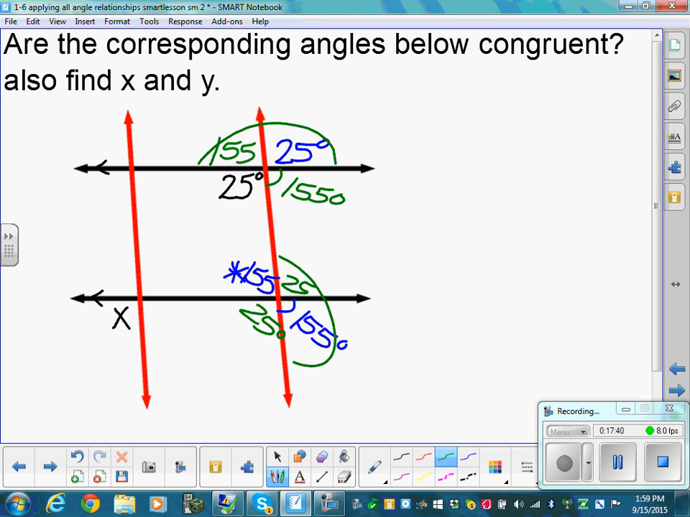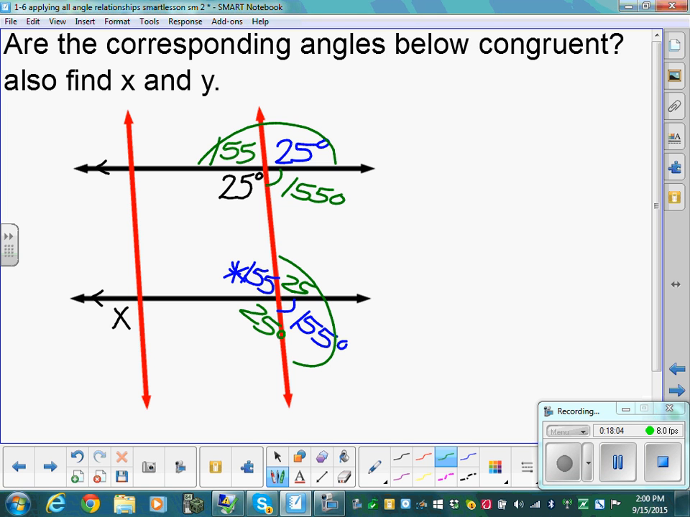Now let's look. Can we go this way? No, the red lines aren't parallel. Is there anything on this line to get us to X? Yes, it would be 25, wouldn't it? You're saying that underneath is 25, underneath is 25. Okay, but these lines aren't parallel. So this one's a tricky one. Would it be 155? You can't use that information.